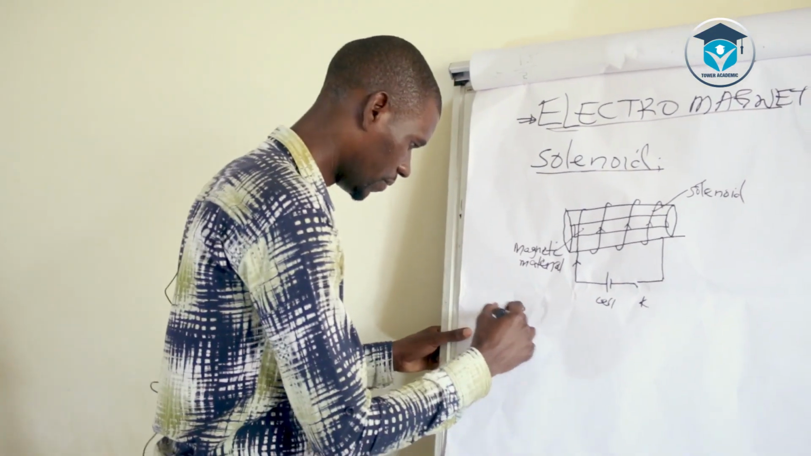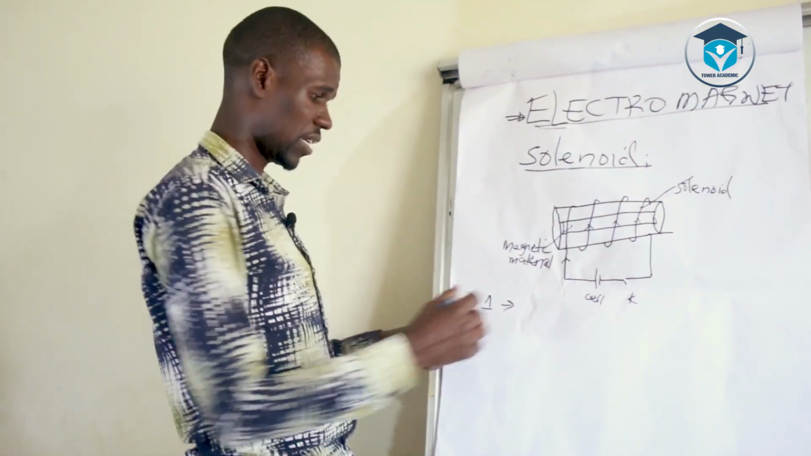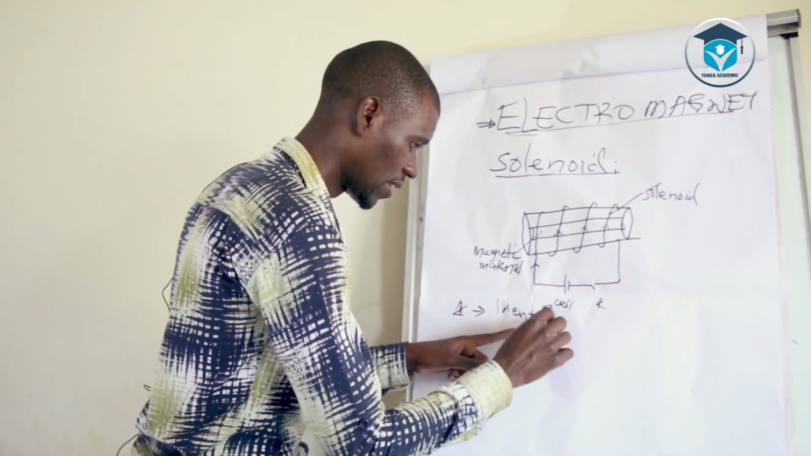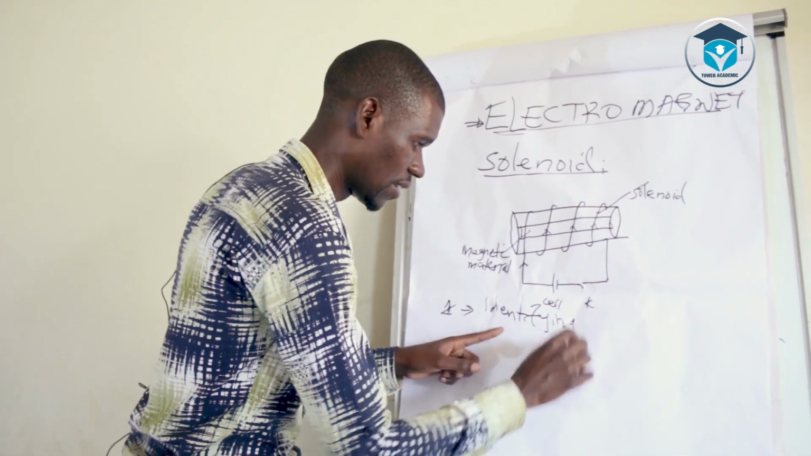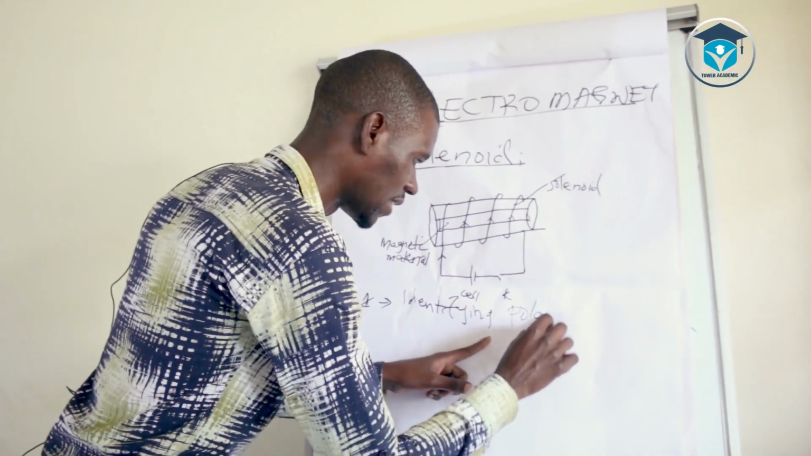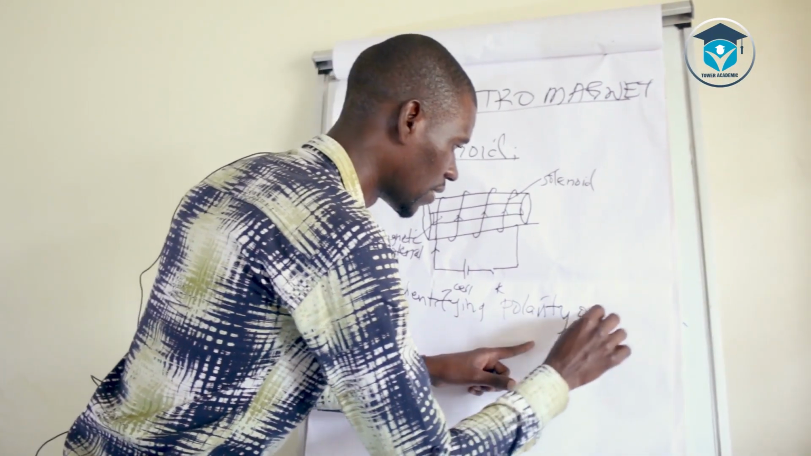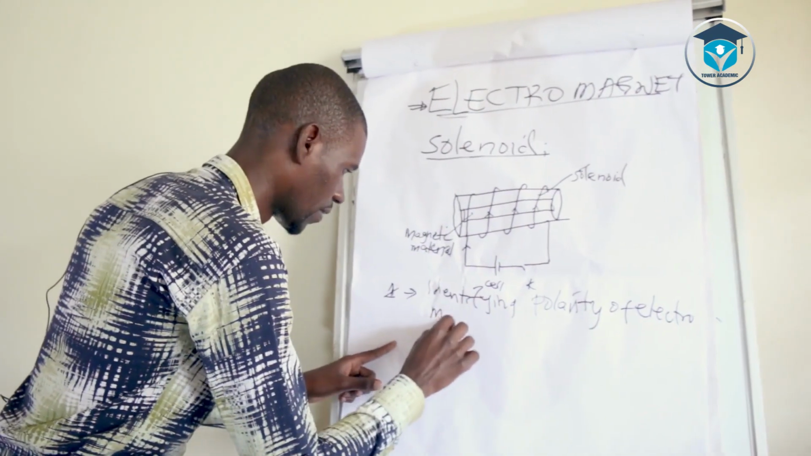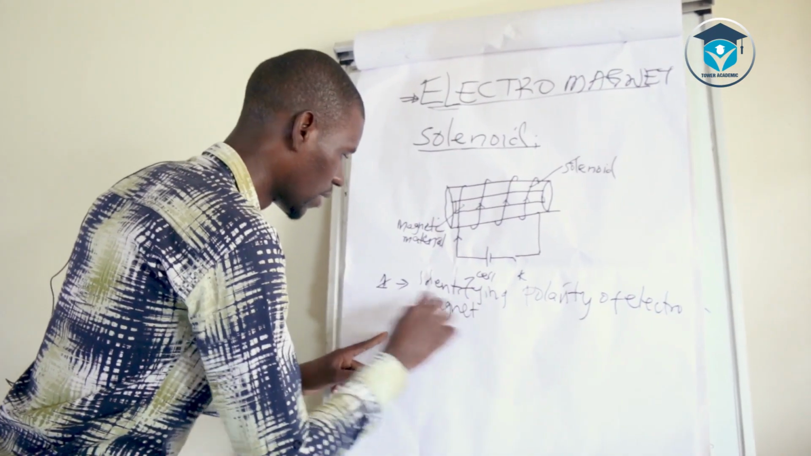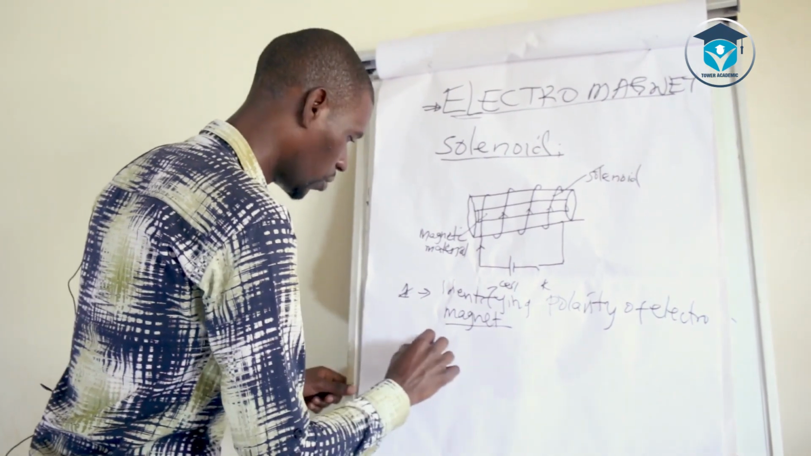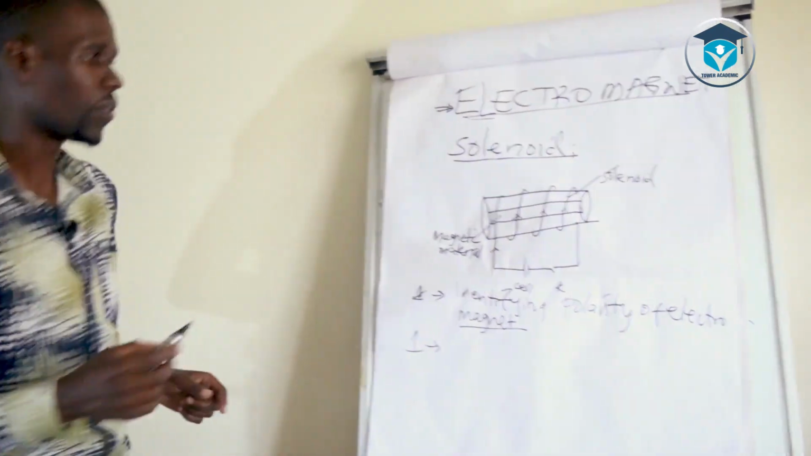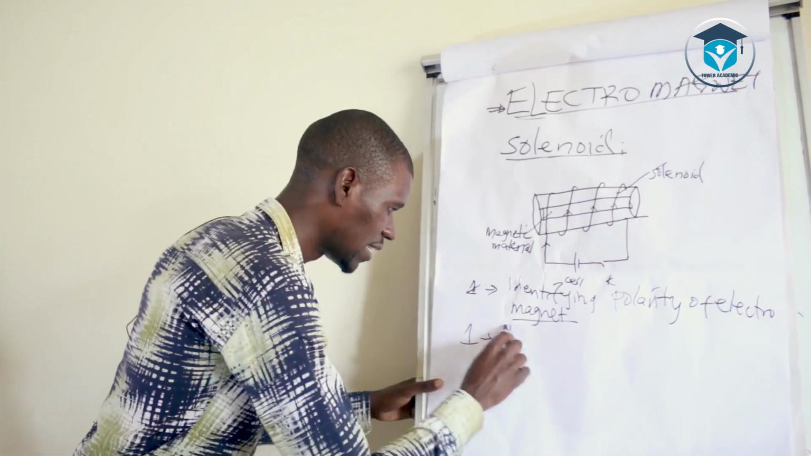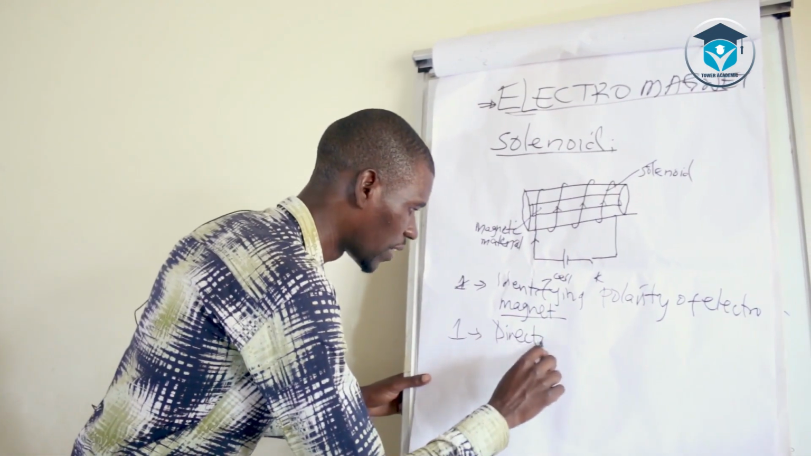Number one, we want to identify the polarity of the magnet. We are going to use two rules. Number one, we are going to look at how current flows in the solenoid, and that is called direction of current flow.